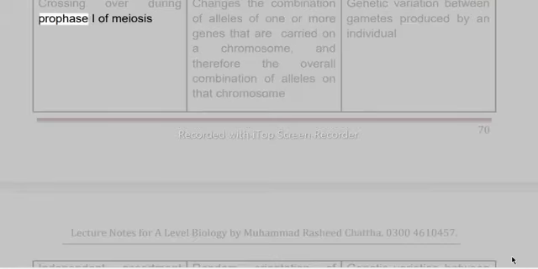Crossing over during prophase I of meiosis changes the combination of alleles of one or more genes that are carried on a chromosome, and therefore the overall combination of alleles on that chromosome. Genetic variation between gametes produced by an individual.